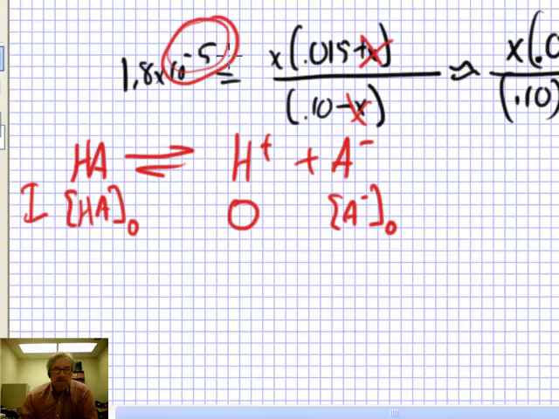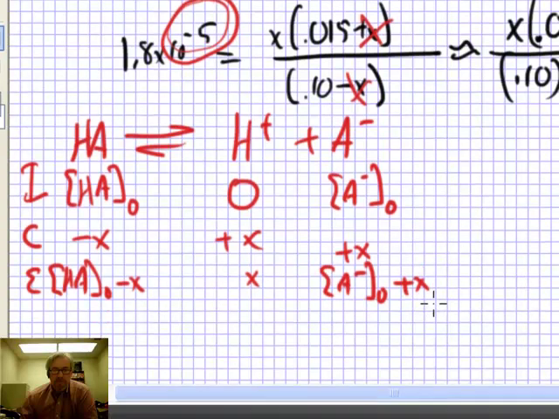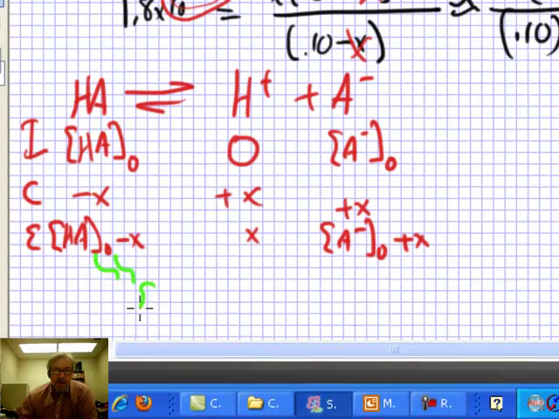So our change, these are monoprotic, so it's one-to-one. At equilibrium, we have the initial concentration of HA naught minus X, and the initial concentration of A minus plus X. But this is going to simplify almost every time to concentration of HA naught. And this is going to simplify every time to concentration of A minus naught. And we're going to drop those X's because these are weak acids and weak conjugate bases. The Ka's are always small.